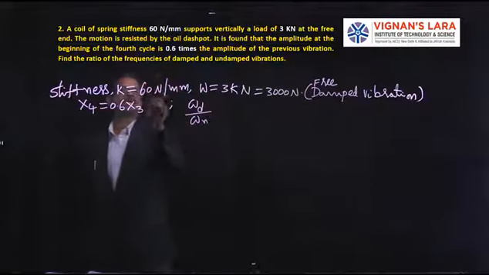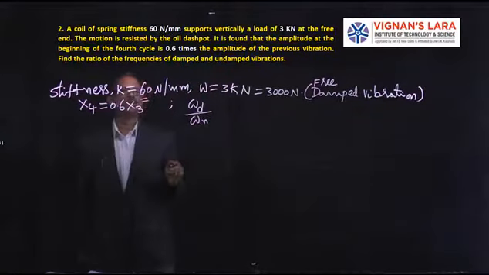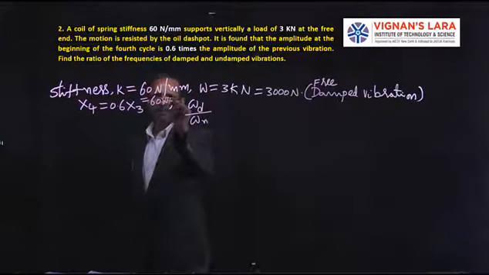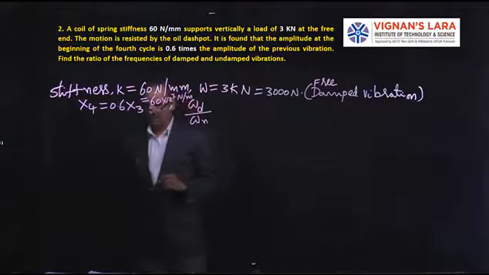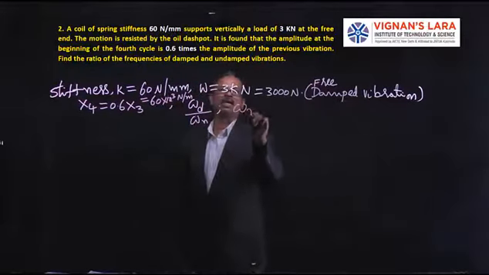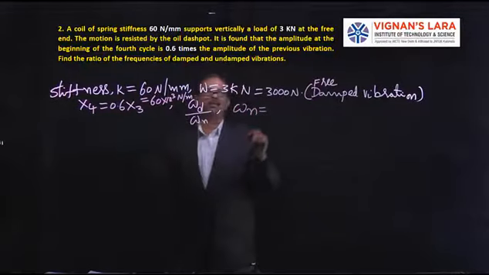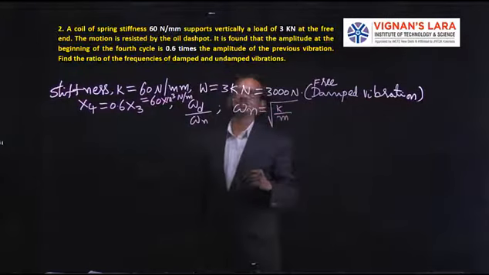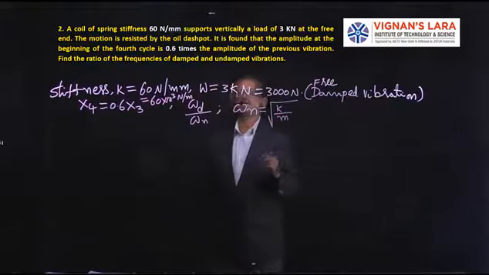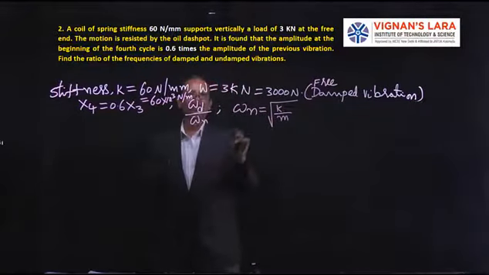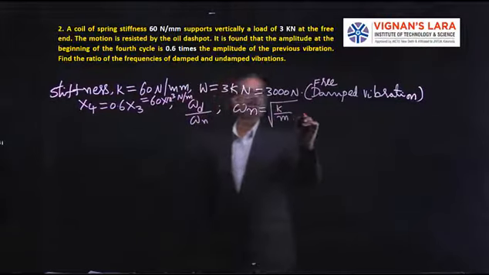So the stiffness K, I will convert from Newton per mm into Newton per meter, that is 60 into 10 power 3 Newton per meter. Let us first find the natural frequency of the vibration omega n. We know from the basic fundamentals, omega n is equal to root K by m, which is also equal to root g by delta. In this problem, we don't have the delta value. We have the stiffness of the spring and the mass, so we can find the natural frequency omega n.